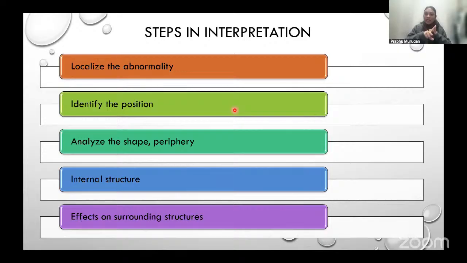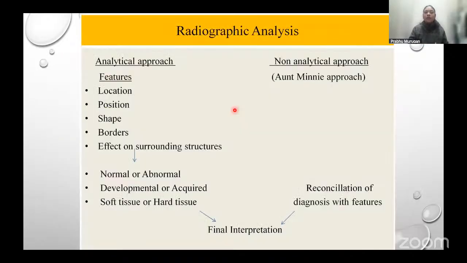First, localize the abnormality. Second, identify the position. Third, analyze the shape and the periphery. Fourth, analyze the internal structure. Fifth, effect on the surrounding structures. Okay, so based on this, we are going to do a radiographic analysis. So this is the analytical approach, the first one that I told.